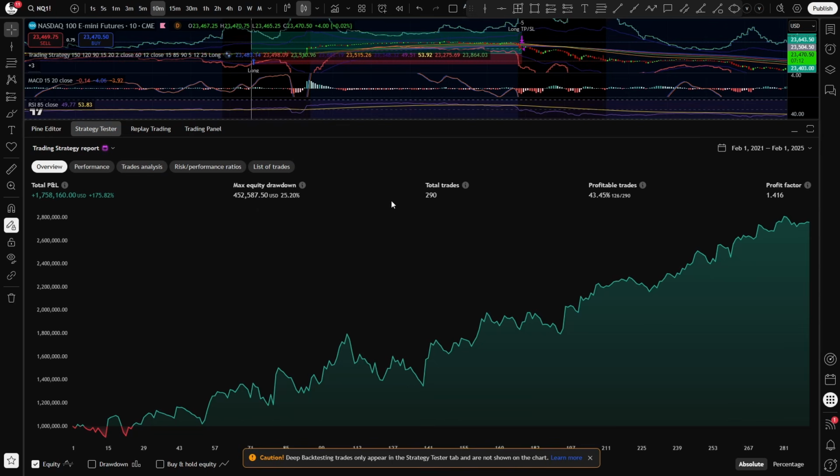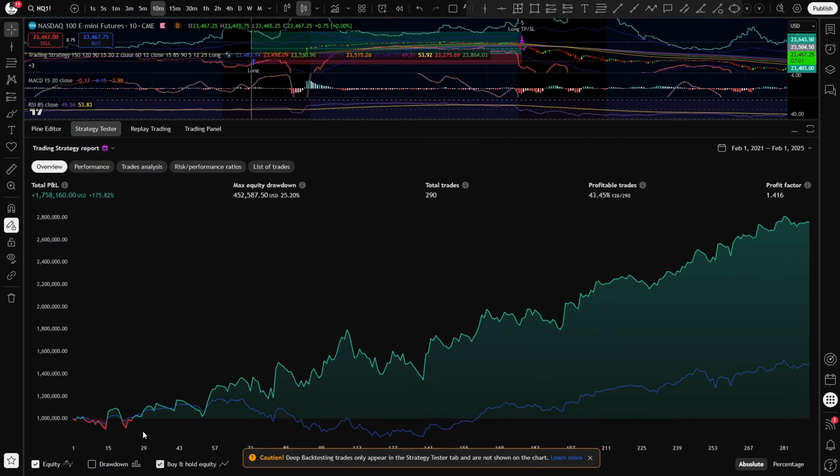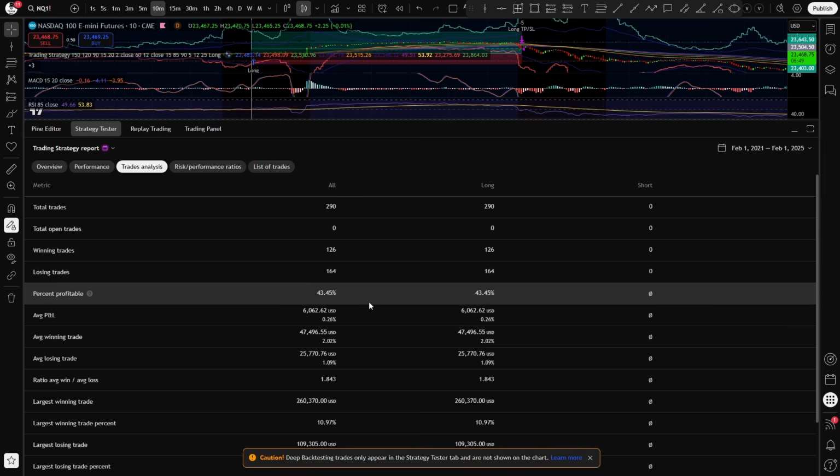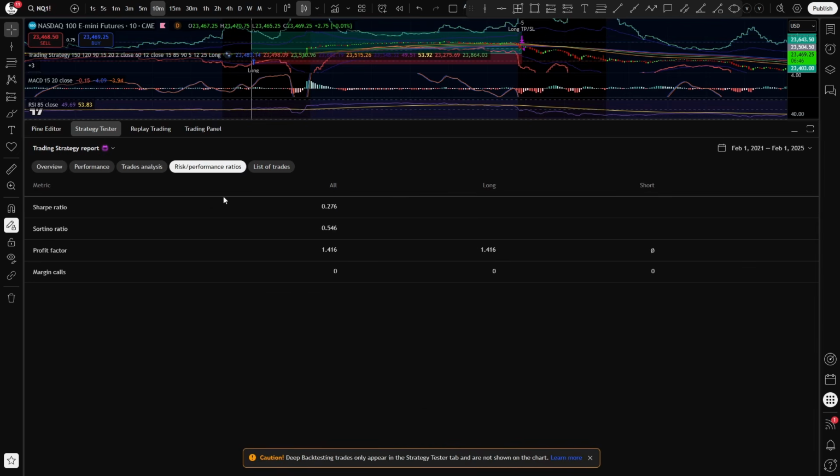Okay, during this period, the script took 290 trades, generated 175% net profit with 25% maximum drawdown, and a 1.4 profit factor. Comparing the results to the buy and hold equity curve, which is this blue line, you can see that this strategy easily outperformed the buy and hold, which is always a good sign. Now here are the performance metrics, the trade analysis, and the risk performance ratios.